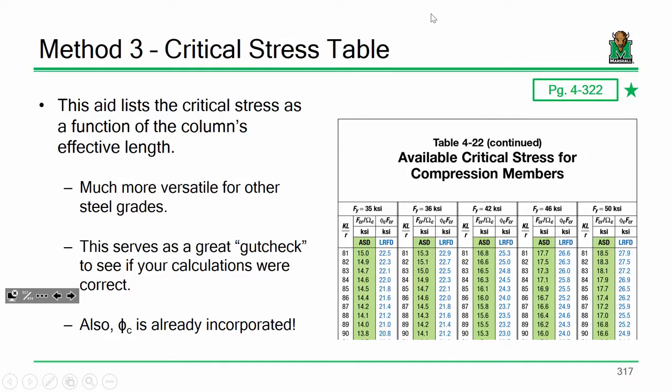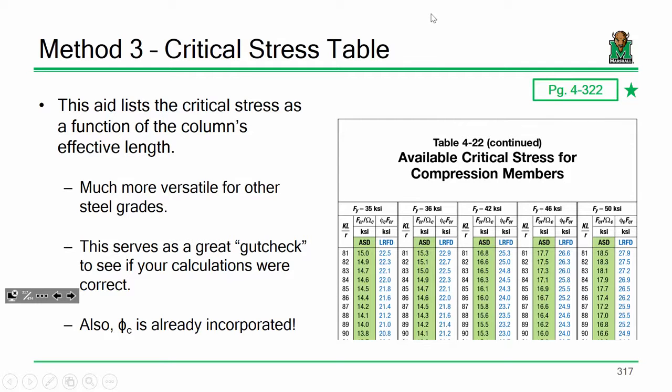critical. Okay, so if you notice, if you have a slenderness of 82, your Fy is 36 ksi, your Fcr is 22.7 ksi. Multiply that by the area, and there's your capacity. So it's sort of halfway in between. All right. Any questions? What's that? Yes, it is. We will be using quite a bit of it.